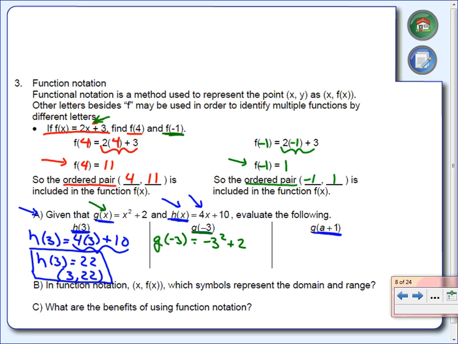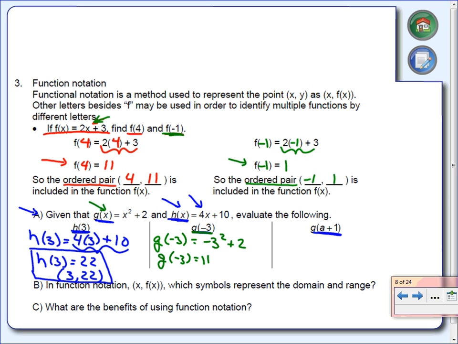7? Negative 7? Positive 7? Negative 7? Nope. Not 7. Not negative 7. Negative 6. Positive 7. Nope. 11. Negative 3 times negative 3. This says negative 3 squared, and a negative 3 times a negative 3 is positive 9. And 9 plus 2 is 11.